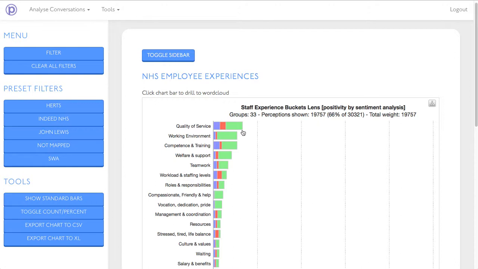Teamwork. This is about what it's like working in teams. Is it good? Is it bad? Is there good teamwork? Is there bad teamwork? Is it encouraged? All that sort of stuff. Workload and staffing levels. This is, have I got too much work to do? Is there not enough members of staff? Are we being pushed too much, or is it good? Is the workload light, or is it just right, or all that sort of stuff.